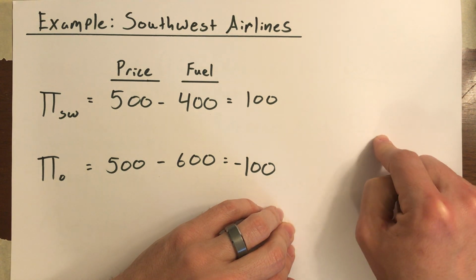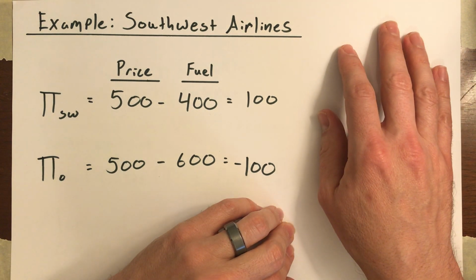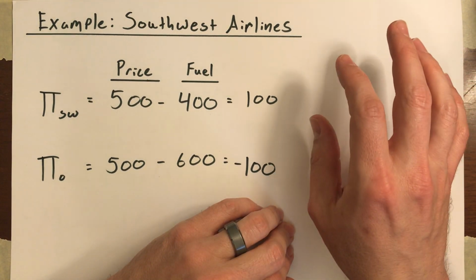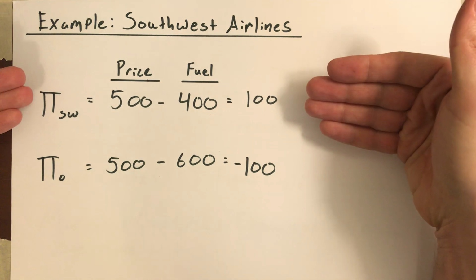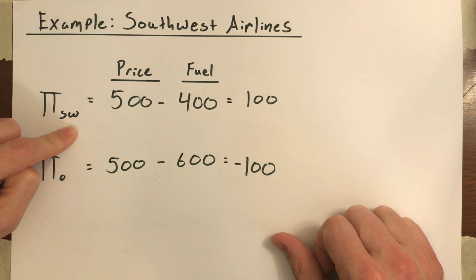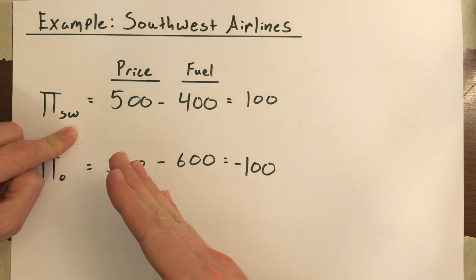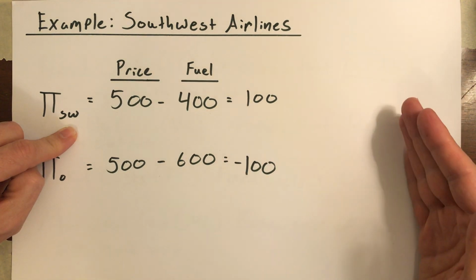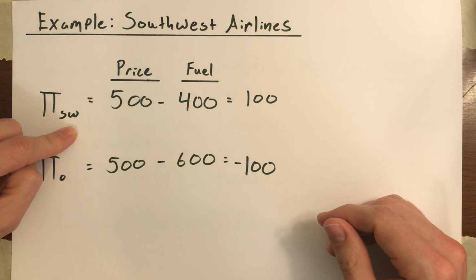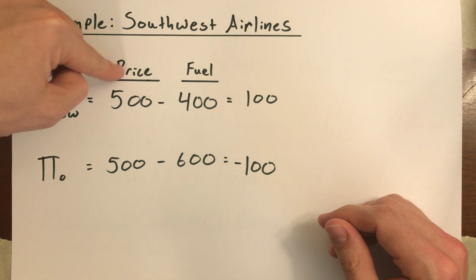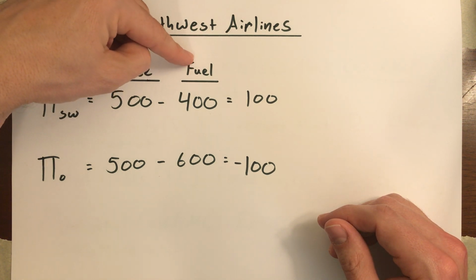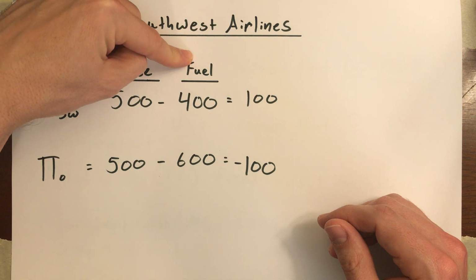And so as those fuel prices went up, Southwest Airlines was cushioned from those extra costs, or at least those extra accounting costs. What I have here is a very simplified example of the profit that Southwest Airlines could earn just thinking about flying between two cities. Okay, maybe it's Los Angeles and Seattle. What I have here is the price per ticket that they might be able to charge, and the cost of fuel to the airline.